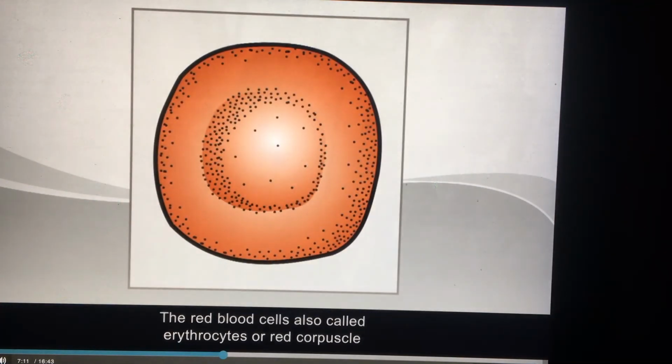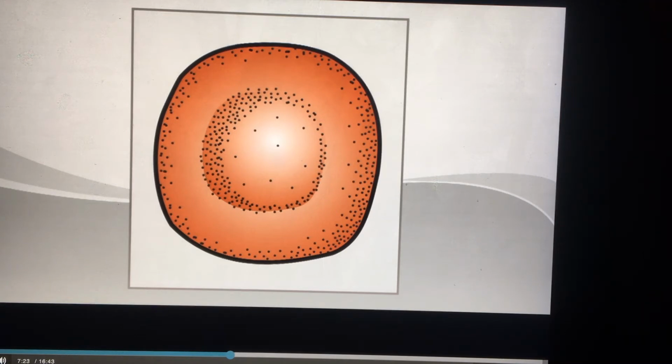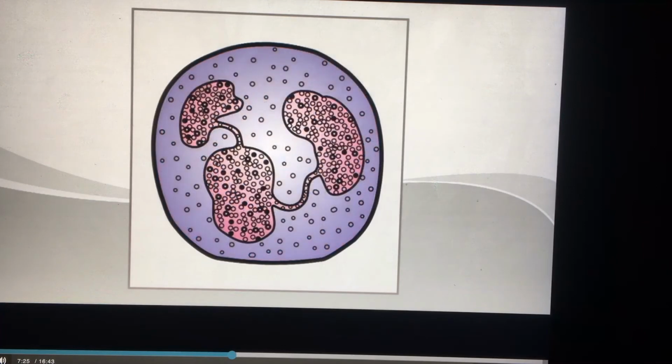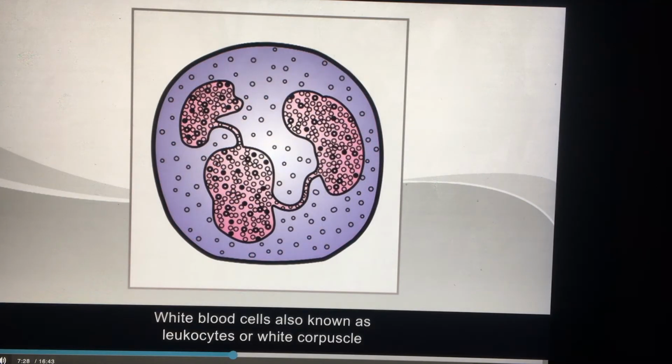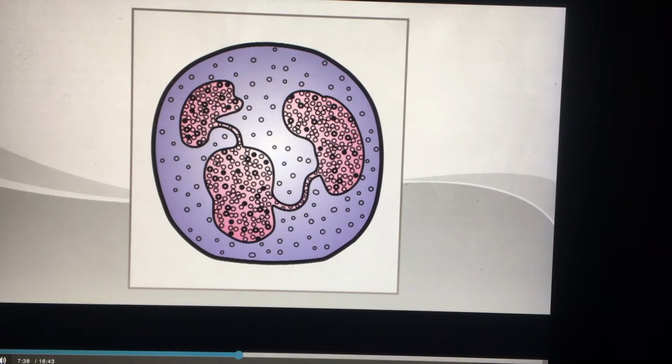The red blood cells, also called erythrocytes or red corpuscles, carry oxygen in a protein called hemoglobin. As the red blood cells move through the body, they release oxygen molecules and collect molecules of carbon dioxide. White blood cells, also known as leukocytes or white corpuscles, have the important job of fighting bacteria and other foreign substances. When infection is present, the number of white blood cells increases.